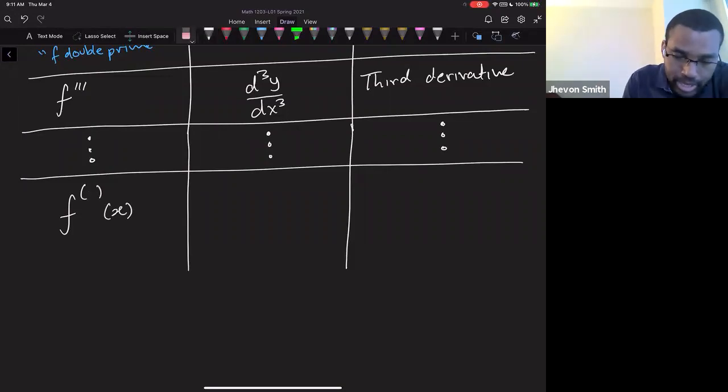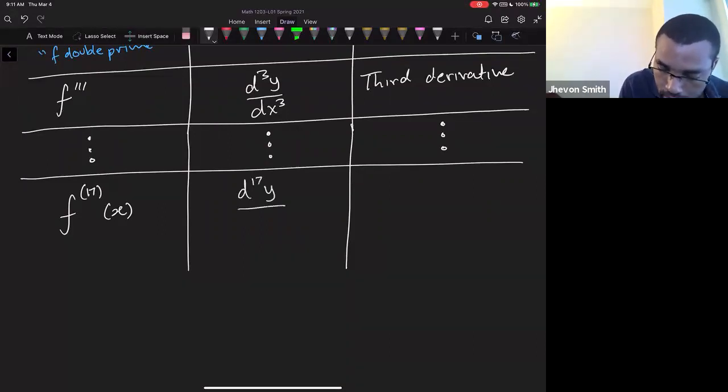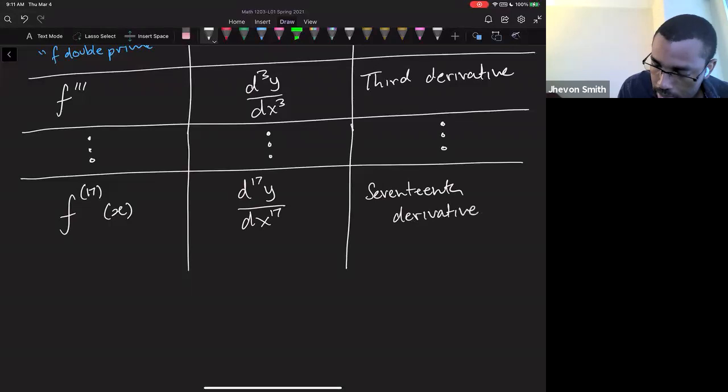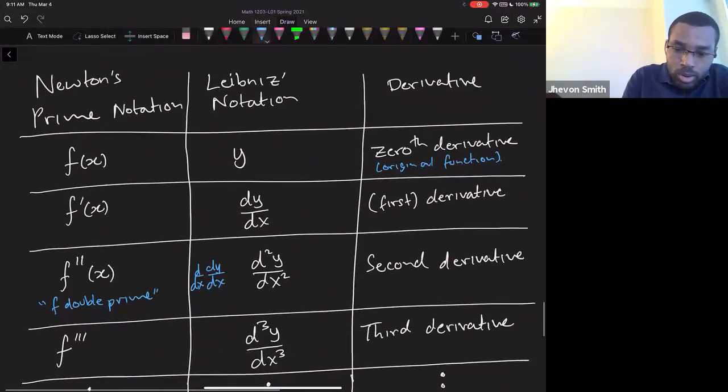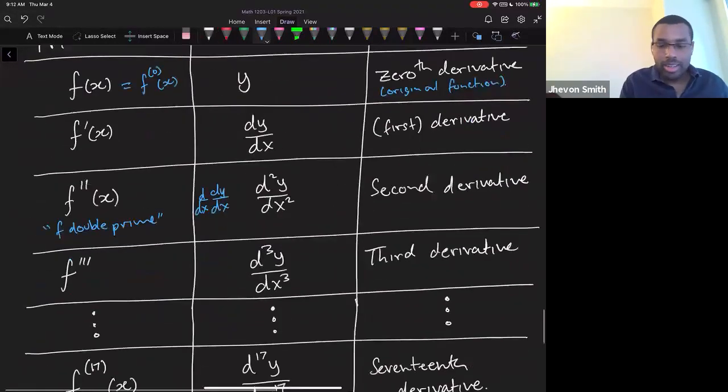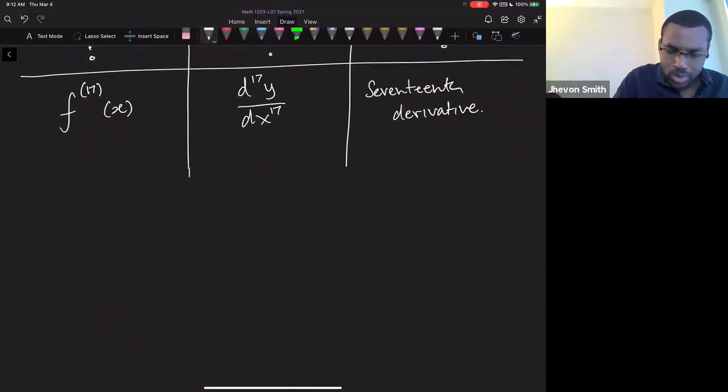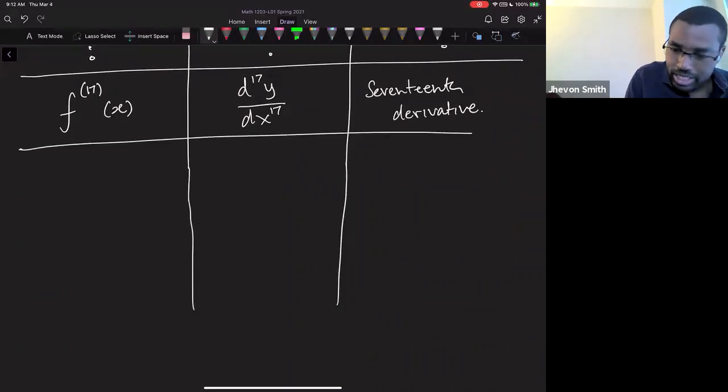In this case, I'm going to give you a very specific example. Let's say 17. If I put f to the parentheses 17, it doesn't mean f raised to the 17th power. It means I'm taking 17 derivatives. This guy here is going to be d17 y over dx17, and this is the 17th derivative. In fact, sometimes even the 0th derivative is denoted like this, with a 0 in parentheses of x. Depends on the context, though. We're pretty much never going to be in the context to actually say that. But yeah, that's the general notation here for higher derivatives.